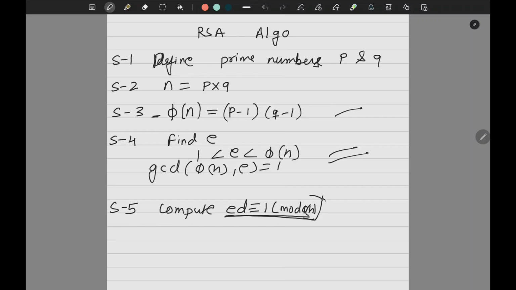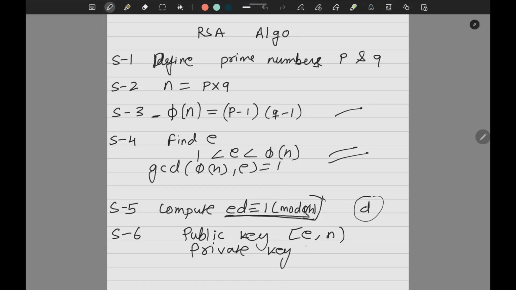You can check the video for linear congruence and learn how to solve it. Okay, because in every question you have to solve it. That is why I said this is a lengthy question. Okay, now with this you will get the value of D. Once you get D, you can define your public key as E comma N and private key as D comma N.